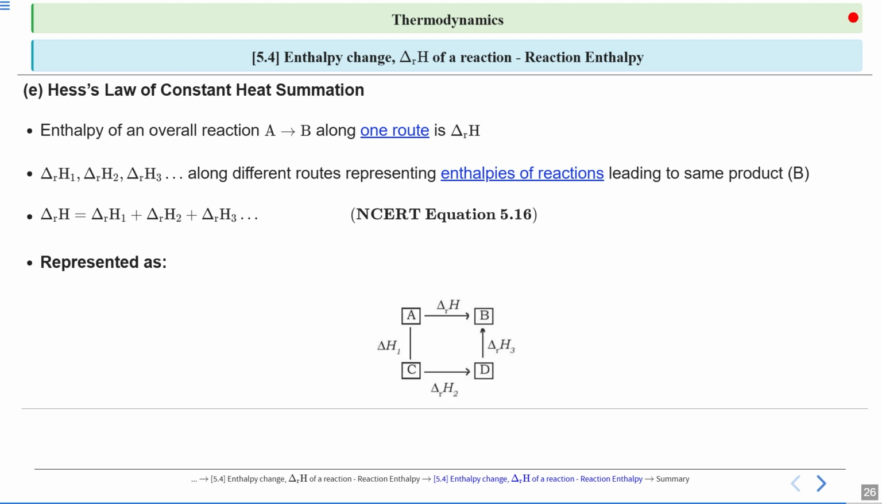You can see A is going to B directly and the enthalpy change of reaction is represented as delta RH. Whereas in the second process, we are going from A to C, C to D and then D to B. And the enthalpy changes involved in those processes are respectively delta RH1, delta RH2 and delta RH3. So for the overall reaction, we can write delta RH is equal to delta RH1 plus delta RH2 plus delta RH3.